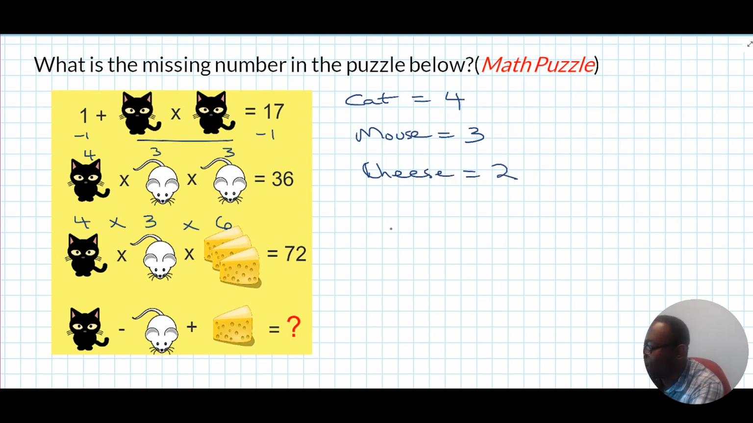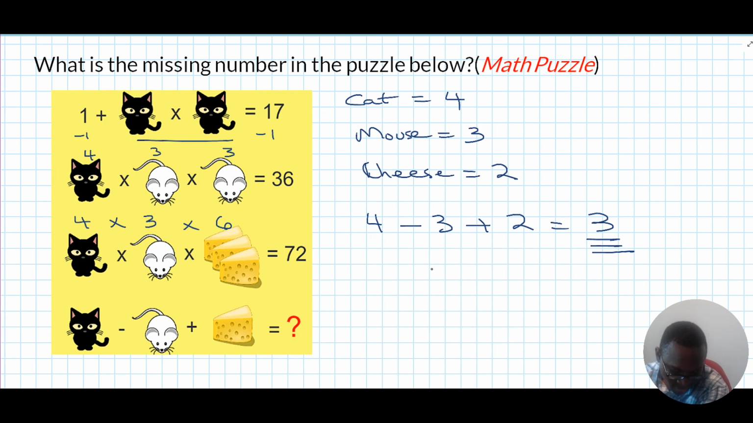So now you have 4 minus 3 plus 2. 4 minus 3 plus 2 is going to give you 3. All right, good try, everyone. I see everyone tried. Okay, you all are right.